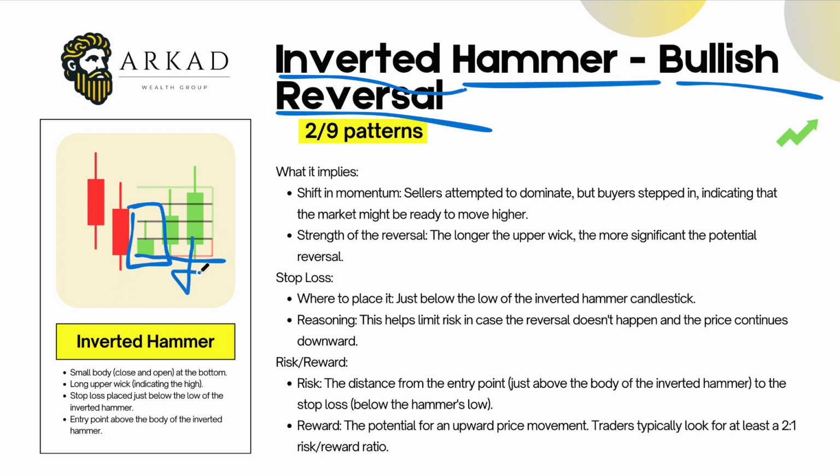So if the price keeps going down, you should be out of your position at this point. If you're not, please stop. Entry point above the body of the inverted hammer, so right here. That's where you should be entering. And then taking profits 2 to 1. So 1, 2, so anywhere in this region.